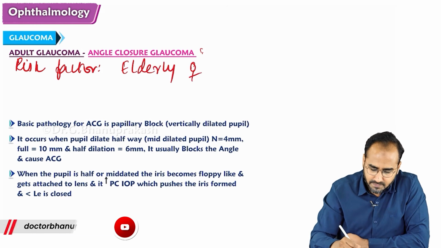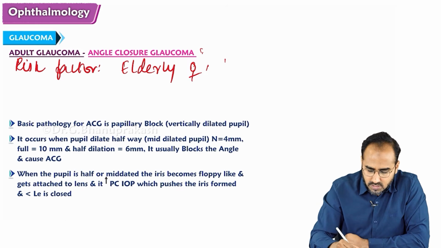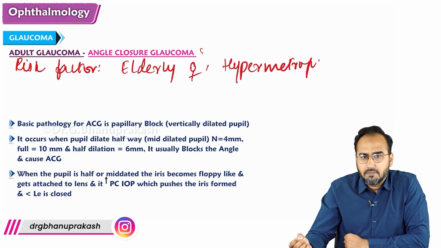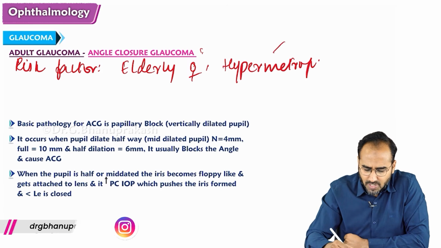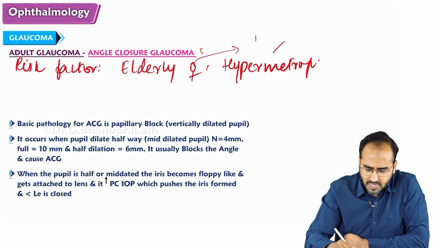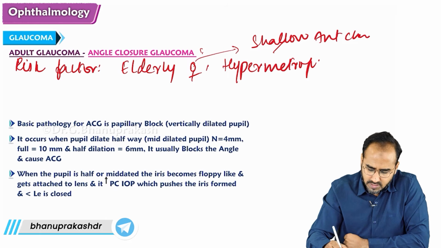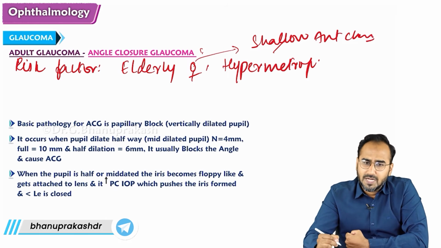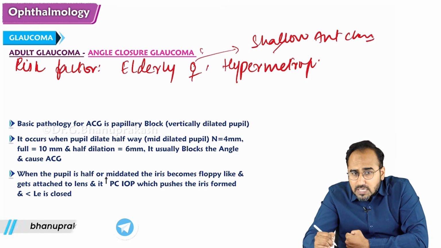Elderly women, right? Elderly women who are hypermetropic. Why? Because usually elderly women have a shallow anterior chamber. Okay? So, guys, an elderly woman who is hypermetropic is at higher risk of developing what glaucoma? Angle closure glaucoma.